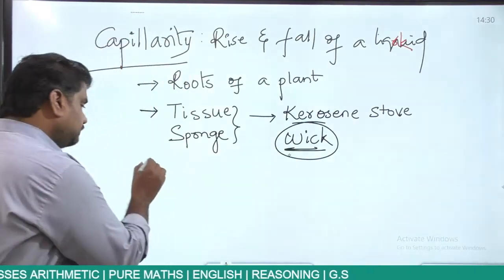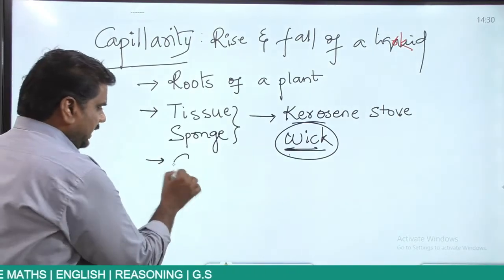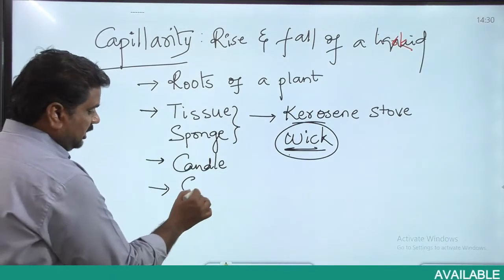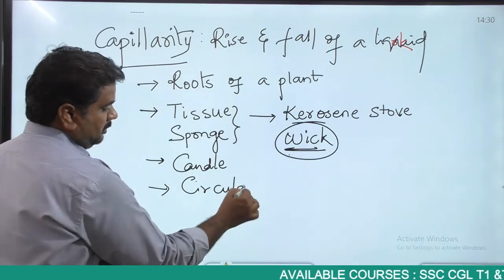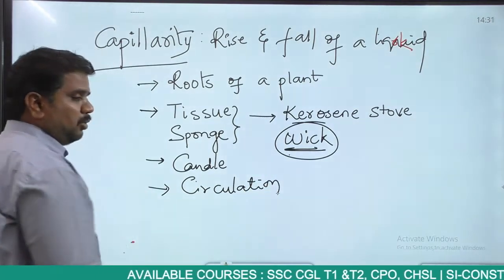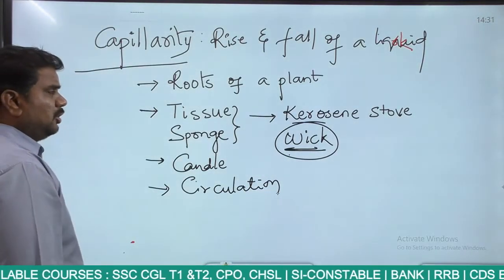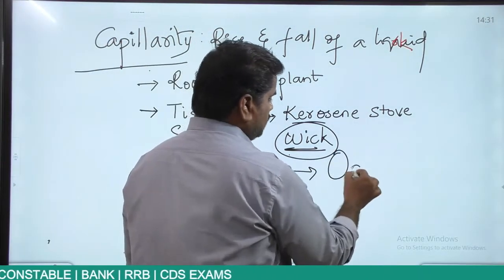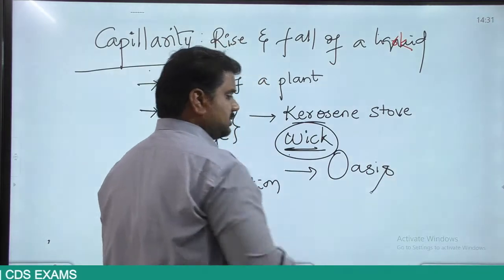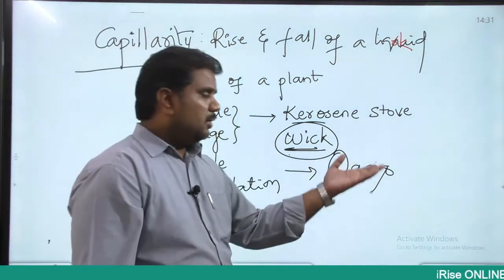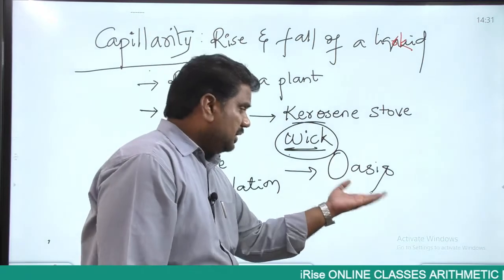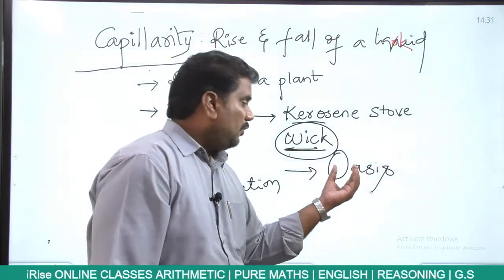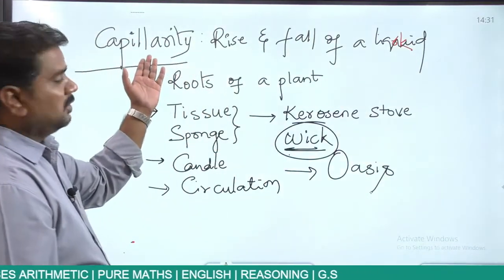At the same time, the working of a candle. At the same time, the circulation of blood in the human body through arteries and veins is again because of one particular phenomenon called capillarity. Then, the formation of oasis in deserts. A place where water is really present in the desert is what you call an oasis. The formation of oasis in deserts is because of capillarity.